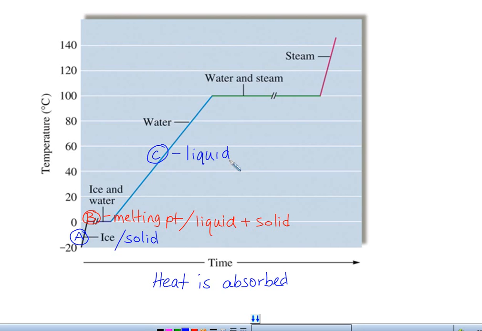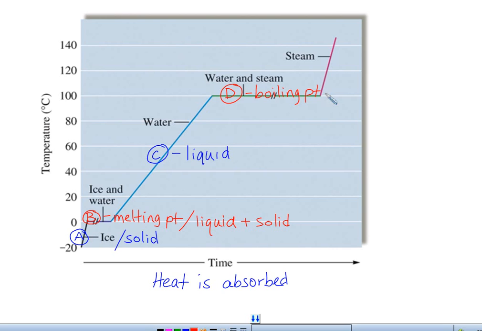Now if I were to continue adding heat, I would get stuck around 100 degrees for a while again. The temperature is going to stick at 100. Which would be the boiling point. We're calling that section D. Section D is the boiling point. So again, this could be any substance. The bottom plateau always represents the melting point. The top plateau will always represent the boiling point.